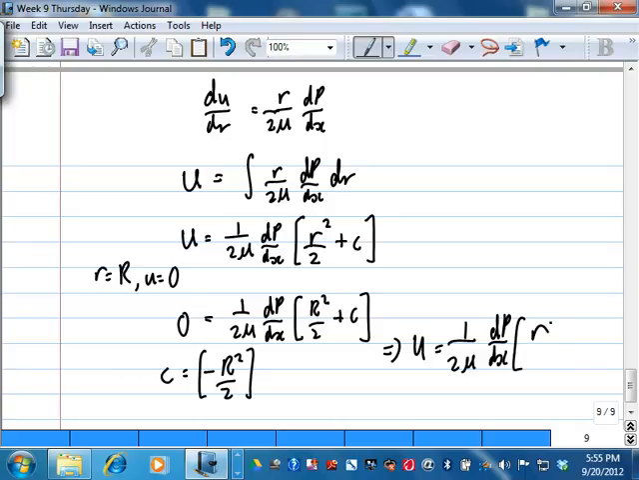R squared. Why the 2? Put the 2 outside, get 4. R squared minus r squared. This shows you that the velocity profile is parabolic. A parabola. This one is a constant.